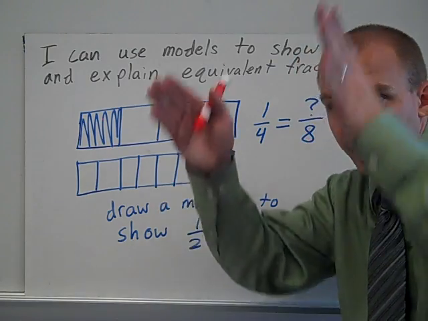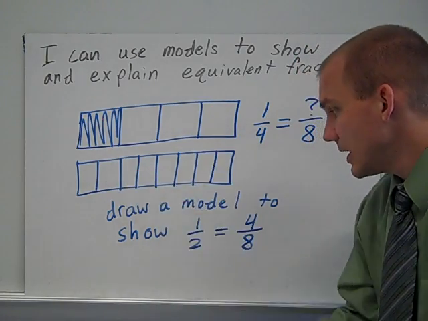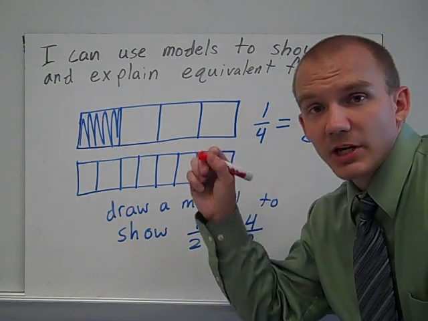So you'll draw eighths and a half, put them on top of each other if you use rectangles, and show me that 1/2 equals 4/8 by shading in parts of the shape.